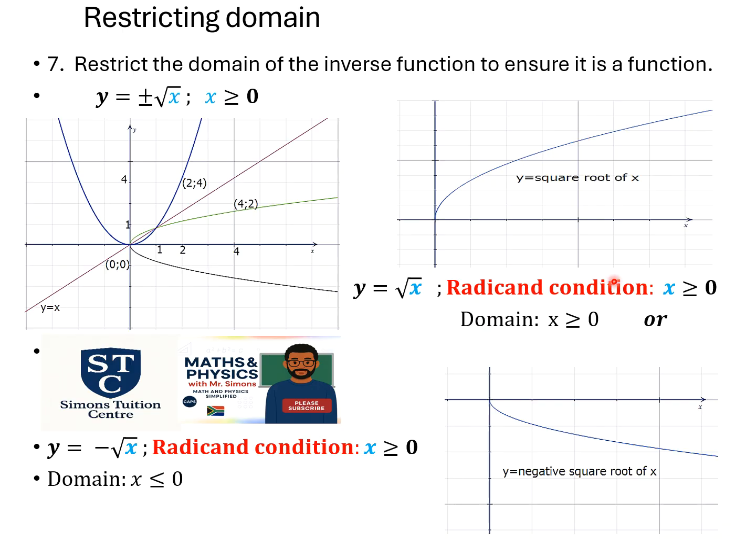The radicand condition automatically stays x greater than or equal to 0, meaning under the square root x must be positive, and the domain here is x greater than or equal to 0. Or let's say y equals negative square root of x. Again the radicand condition is x greater than or equal to 0, but now my domain is x less than or equal to 0, so I only plot the negative part, and if I draw a vertical line, it only touches once, therefore it is a function.